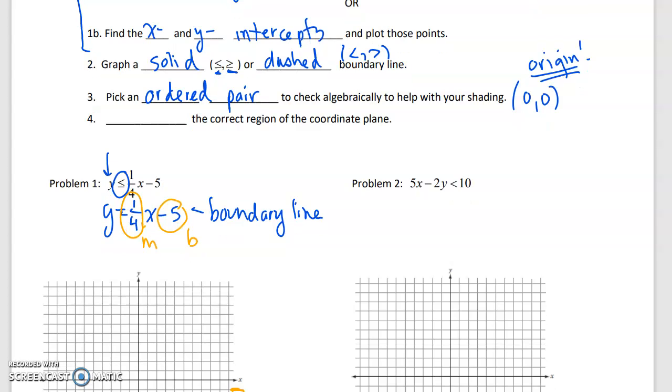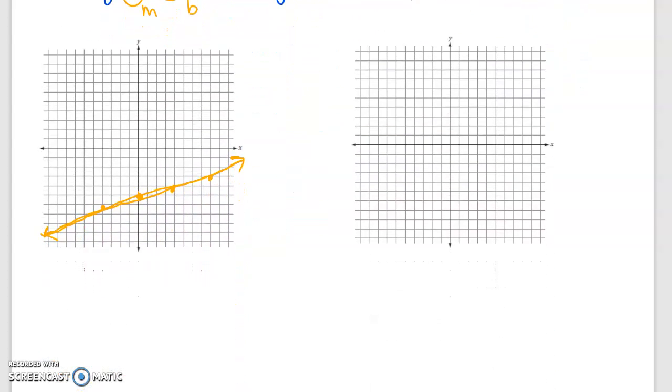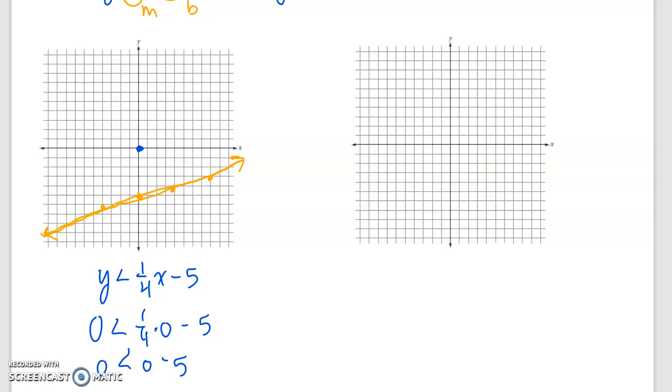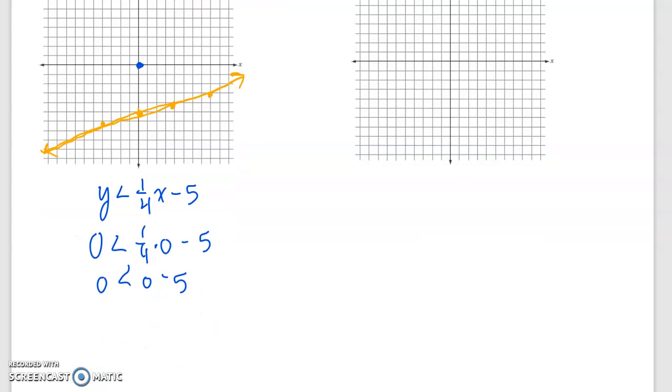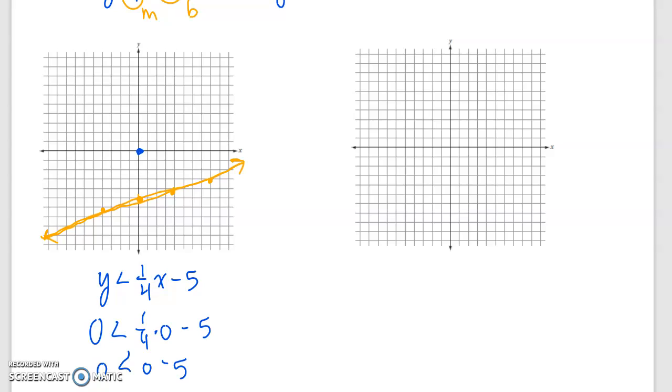So if we go to our line and we test the point 0, 0, which is right here, we are going to substitute 0 in for both x and y. And as we can see, we end up with 0 is less than -5. That is false. And so that means that the area of the plane that we're going to shade is the area of the plane that does not contain the origin. So it would be this portion of the plane.